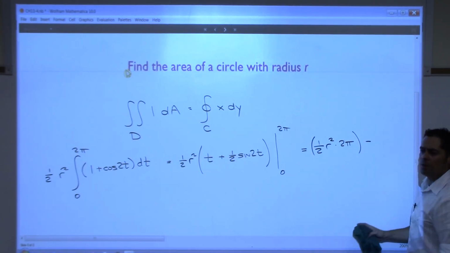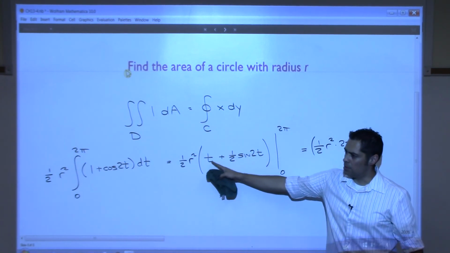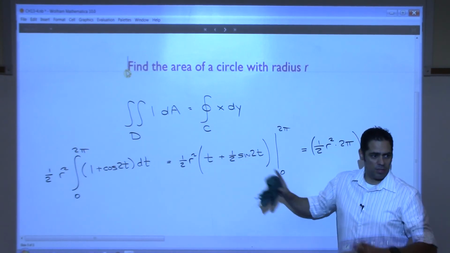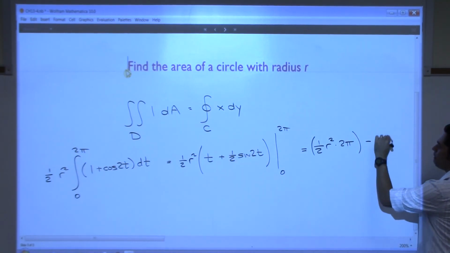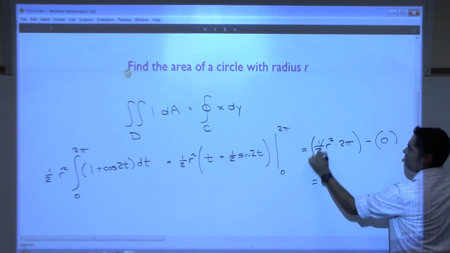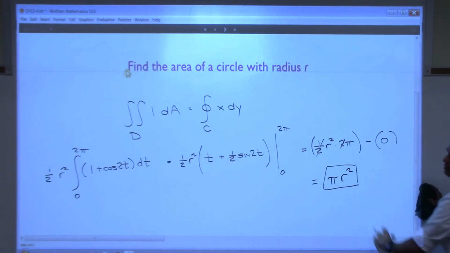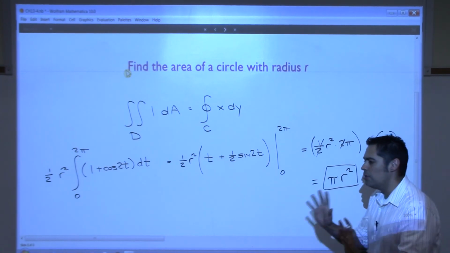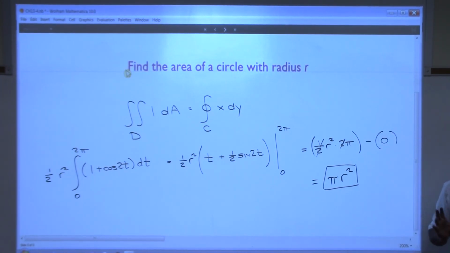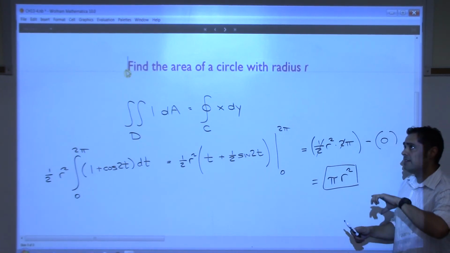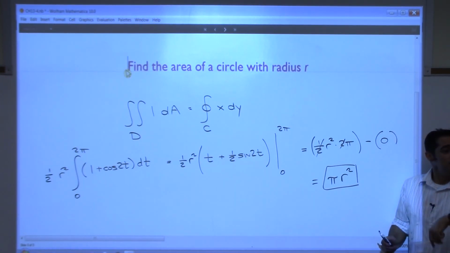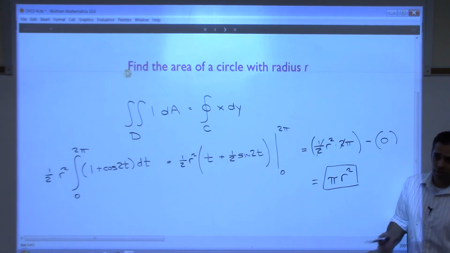Now minus, now plug in 0. Sine of 0 is 0. All gone? Okay. Which is pi r squared. That's it. Now look, again, we knew that the area of a circle with radius r is pi r squared. What I just demonstrated is how you can take the idea of a double integral, turn it into a line integral, and get the same result using Green's theorem.